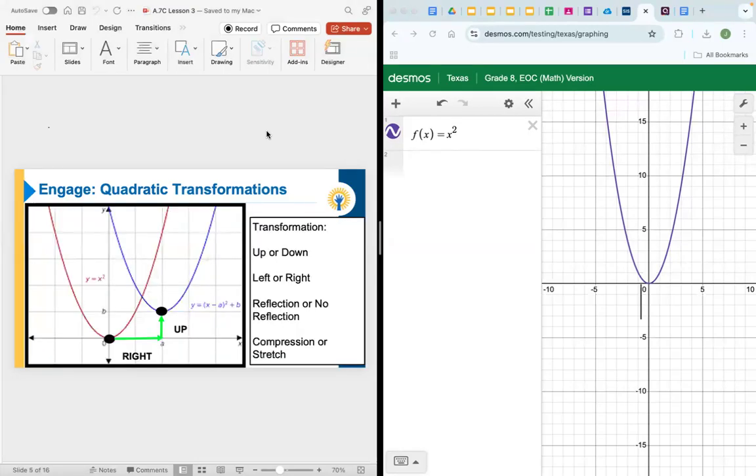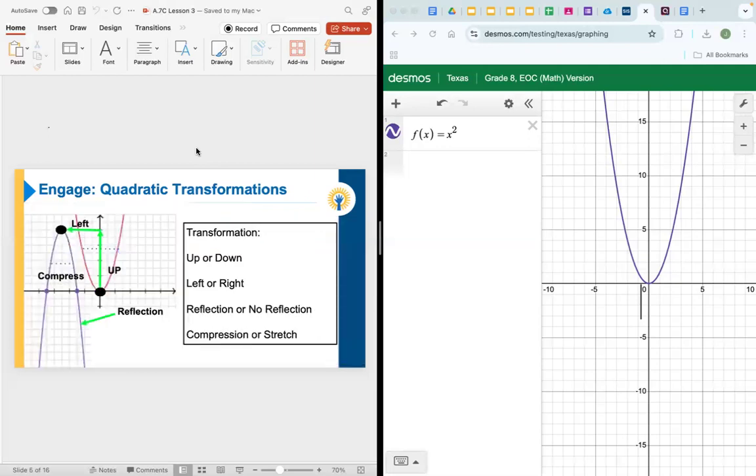Just a quick recap. We talked about our different types of transformations: going up or down, left or right, reflection or no reflection, and compressing or stretching. In this example, we can see that from vertex to vertex, we went to the right and we also went up. Notice there is no number in front of our parentheses for our blue line, so that means we did not compress or stretch.